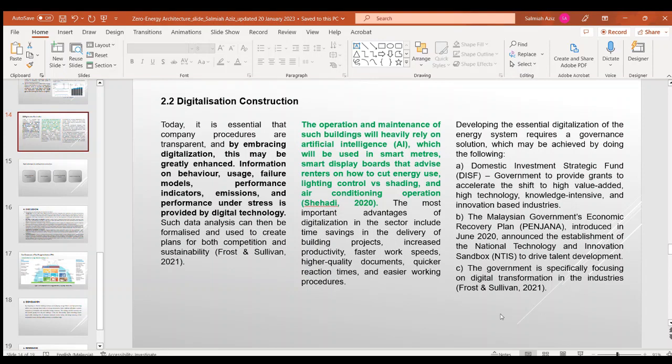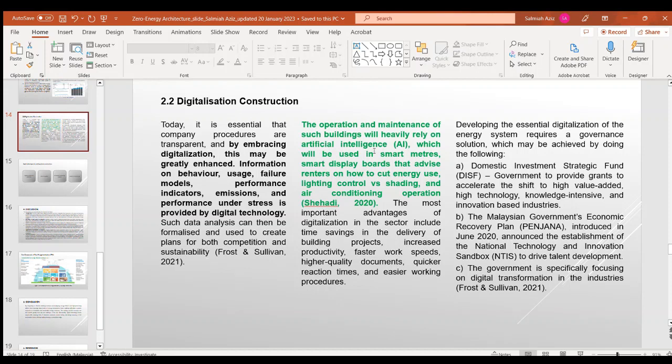Alright, next, I will discuss digitalization in construction in Malaysia. So today it is essential that company procedures are transparent, and by embracing digitalization, this may be greatly enhanced. Information on behavior, usage, failure models, performance indicators, emissions and performance under stress is provided by digital technology. Such data analysis can then be formalized and used to create plans for both competition and sustainability. So this is quoted by Frost and Sullivan 2021.